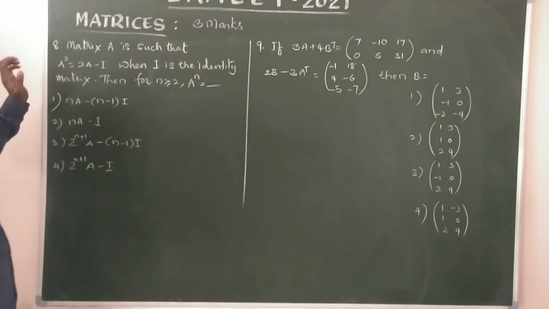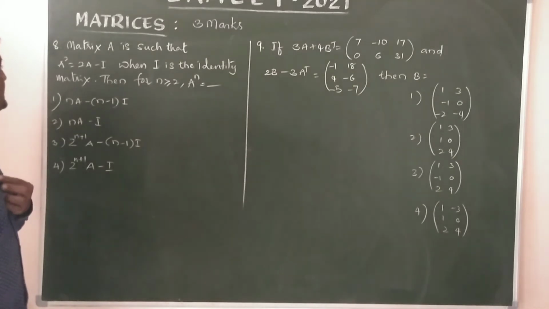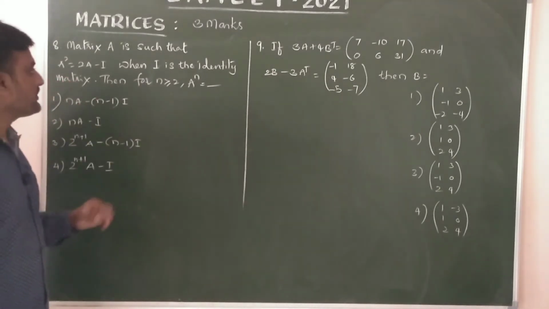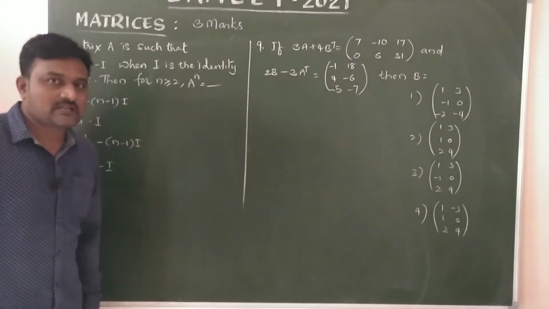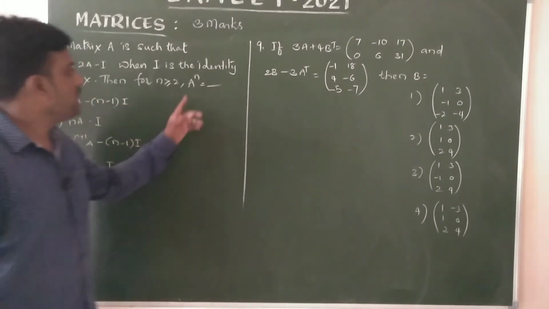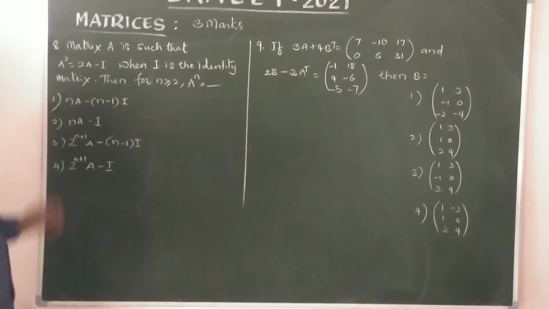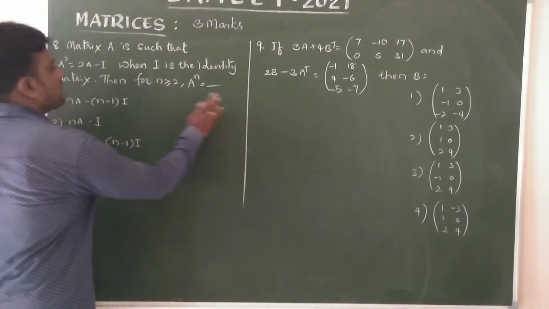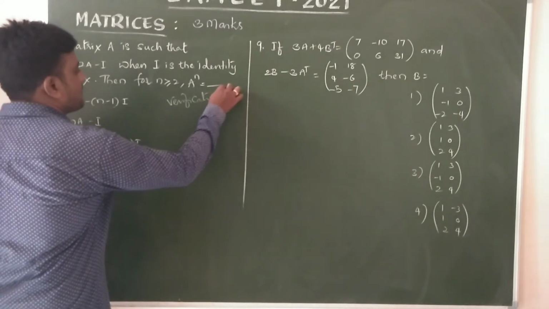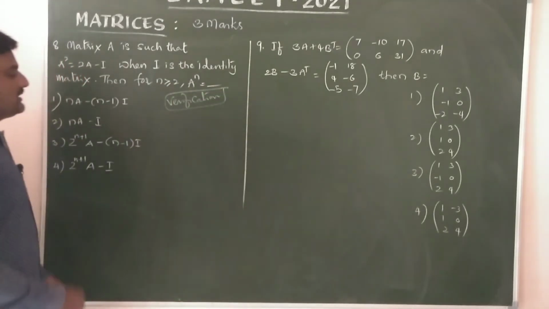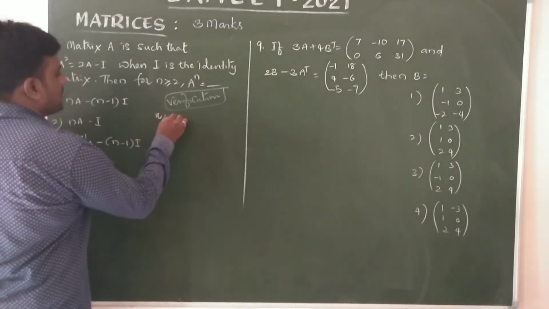Now problem number 8 is: matrix A is such that A square equals 2A minus I, where I is the identity matrix. Then for n greater than or equal to 2, A power n equals what? In this option, which one is correct? This type of problem can be done by the verification method. So we can substitute here n equals 2, 3 or more.